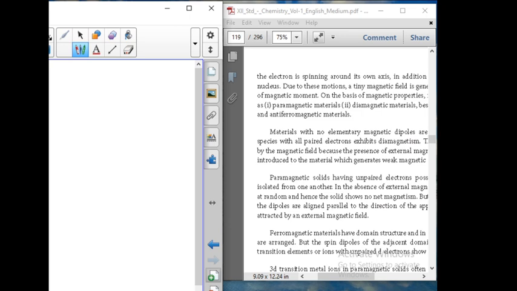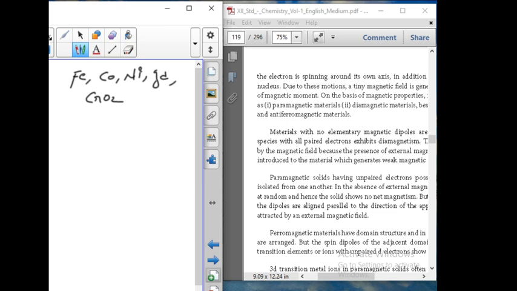Examples of ferromagnetic substances are iron, cobalt, nickel, gadolinium (Gd) and chromium oxide.